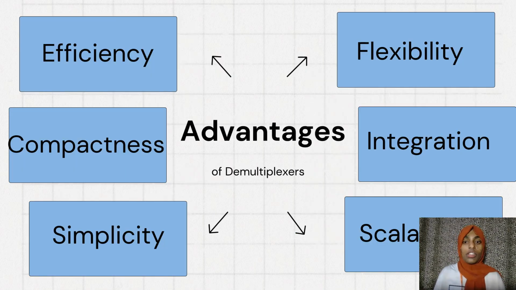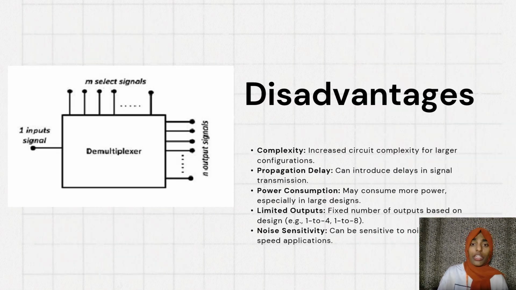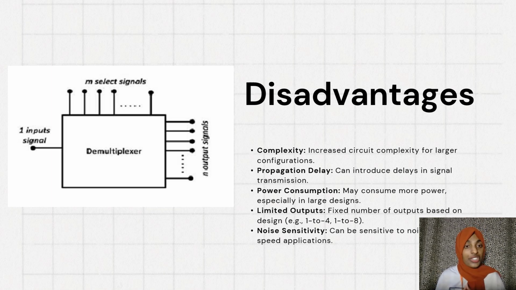So some of the advantages of demultiplexers: they have high efficiency, compactness, simplicity, and as well flexibility, integration, and scalability. We have a large number of advantages of demultiplexers. It also has disadvantages, as everything that has advantages must have some disadvantages, right? In the same manner, the advantages also come with some disadvantages like complexity, propagation delay, power consumption, limited outputs, as well as noise sensitivity. Complexity involves increased circuit complexity for larger configurations.